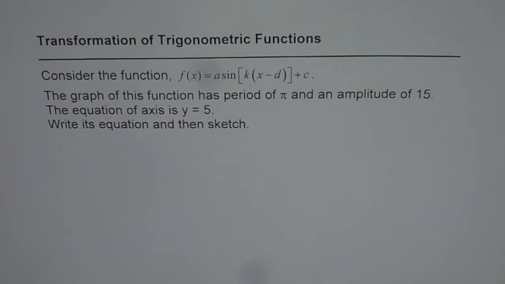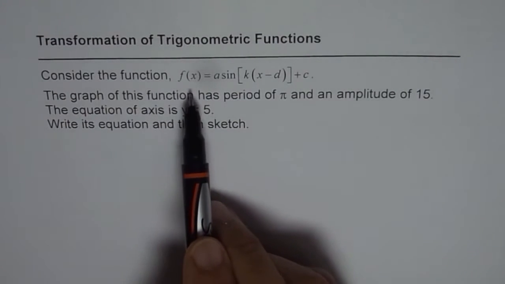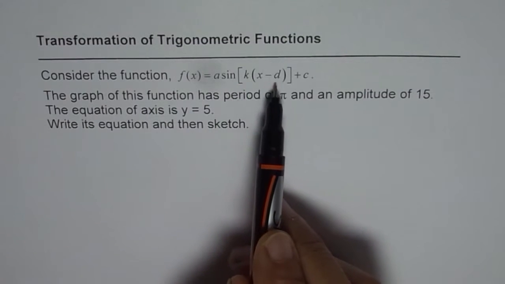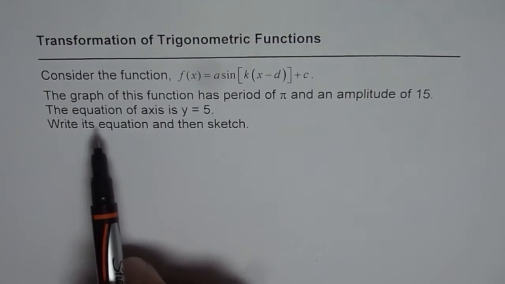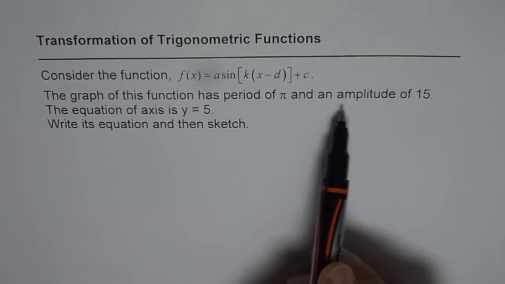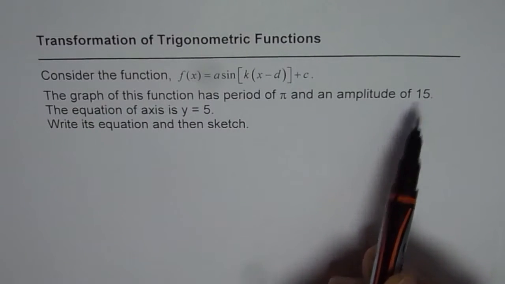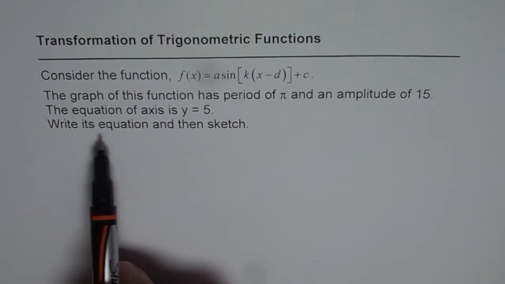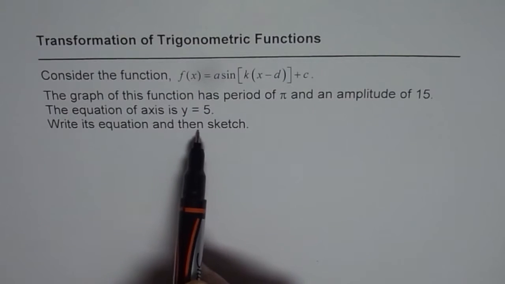I'm Anil Kumar, and in this video we will analyze the transformed trigonometric function. Consider the function f of x equals a times sine of k times (x minus d) plus c. The graph of this function has a period of pi and an amplitude of 15. The equation of axis is y equals 5. Write its equation and then sketch.